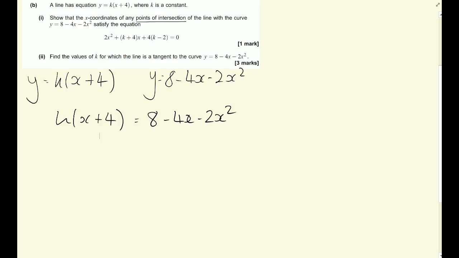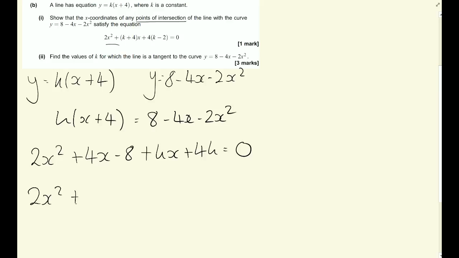Okay, so once we put this equal to each other, we're going to want positive 2x squared. So let's get everything onto the left-hand side of this equation. So 2x squared plus 4x minus 8 plus, and let's expand that bracket as well, equals 0. We've got the 2x squared, we want the x terms together next, so 2x squared plus 4x plus kx, and then I've got plus 4k, should I say, sorry, and minus 8 equals 0.